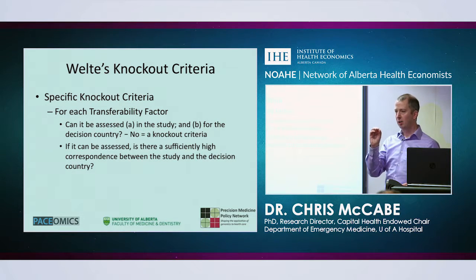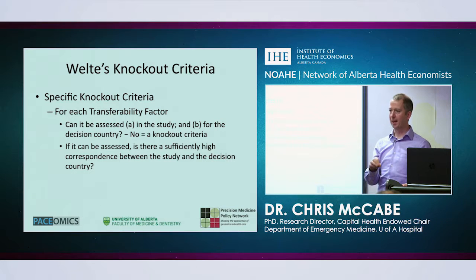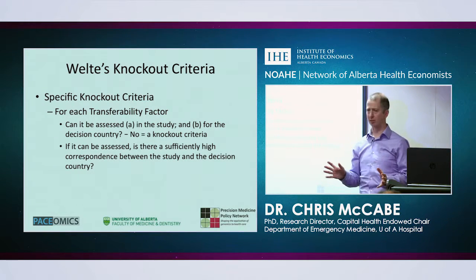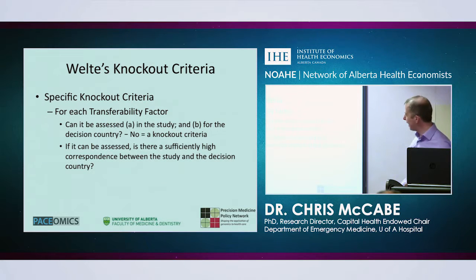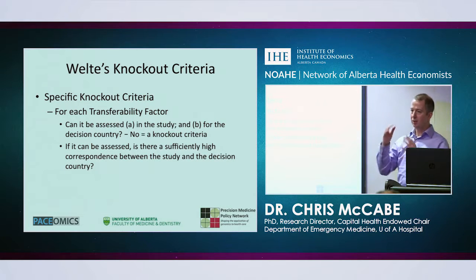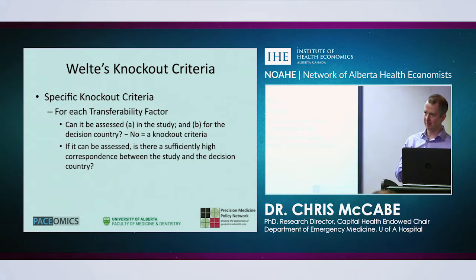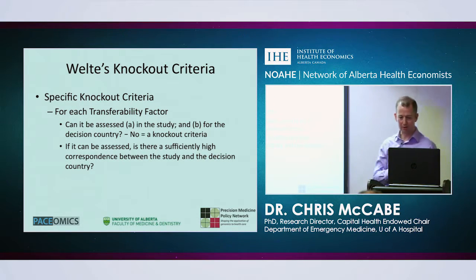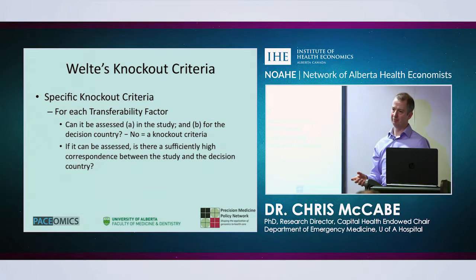It's saying, if I can't confirm that it's relevant, then I should say no. I should reject this study. So it's risk-averse, and given we're spending taxpayers' dollars, I think we should tend to be a bit risk-averse. We shouldn't assume things. If it can be assessed, then you ask the question, is there a sufficient correspondence between the study and the decision setting for it to be useful? Okay? So it's a 2-stage for each transferability factor. Can I assess it? And if I can assess it, is there sufficiently high correspondence between the study setting and the decision setting for me to use it?